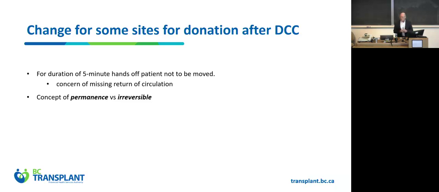And I just thought I'd make a reference to this concept of permanence versus irreversibility, because in the context of patient death determination by circulatory criteria, it's not necessarily irreversible, in the sense that if you tried to resuscitate that person, you probably could, because they've just died. But the idea is that it is permanent because there is going to be no resuscitation, and the patient and the family do not want resuscitation.